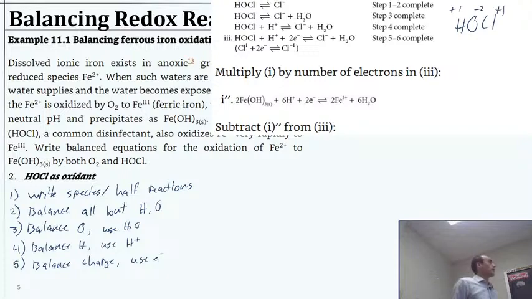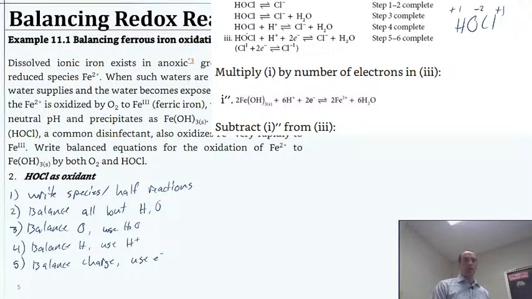So to balance on chlorides, we're going to start with the oxidized version of it, so the higher oxidation state. So HOCl is on the left, Cl- is on the right. Balance by adding enough waters, just takes 1. Balance by adding enough H+ to both sides, just takes 1 on the left.